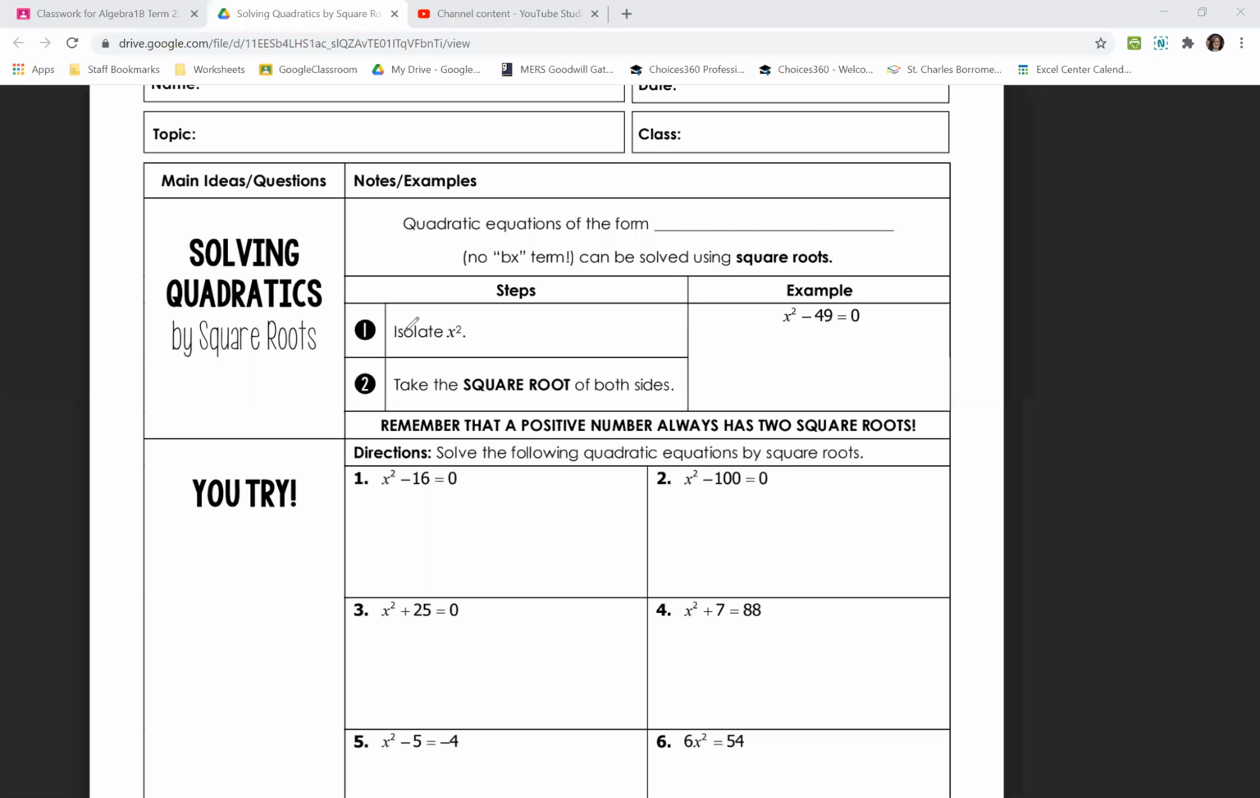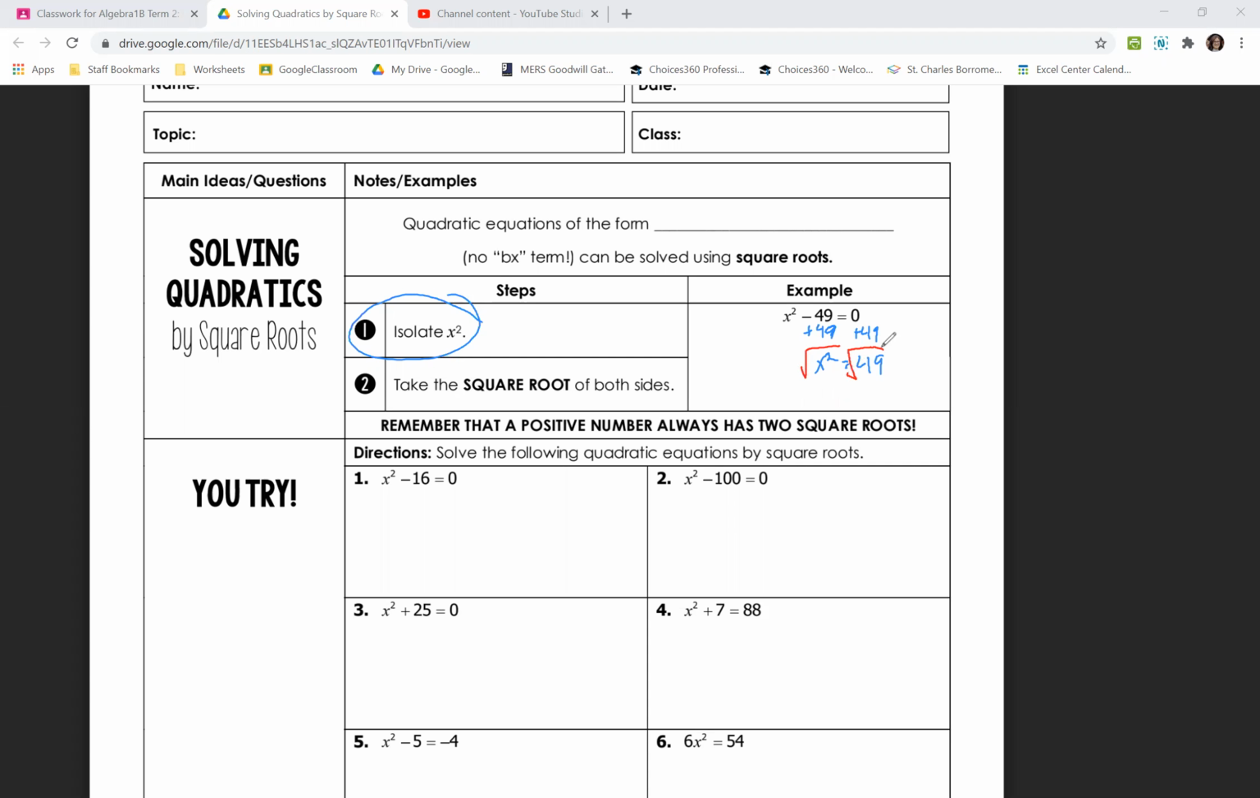So, step one, when you encounter these, you're going to have to isolate the x squared. Here in my example, isolating the x squared means getting everything else away from it. So I'm going to add 49 to both sides. Okay, so I have x squared equals 49. And then I need to take the square root of both sides. I don't know if we've ever done this before. If you were in geometry, you have. But you can take the square root of both sides of the equation, as long as you do it to both sides, you're okay.